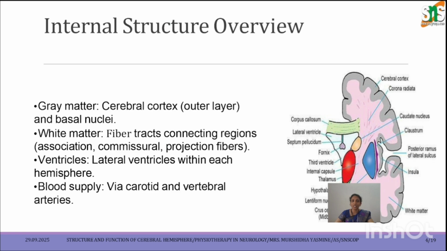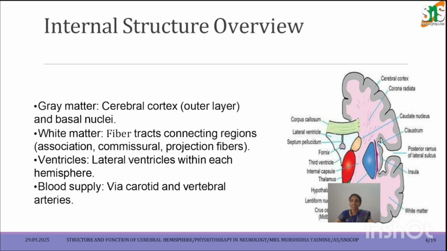This picture shows the internal structure of the brain, which shows the grey matter, white matter and ventricles. The grey matter is the cerebral cortex and the basal nuclei, which is grey in color. The white matter, or the fiber tracts connecting the regions, the association, commissural and projection fibers, are all located in this white matter. The lateral ventricle lies within each hemisphere, and the blood supply for this internal structure is via the carotid artery and vertebral artery.